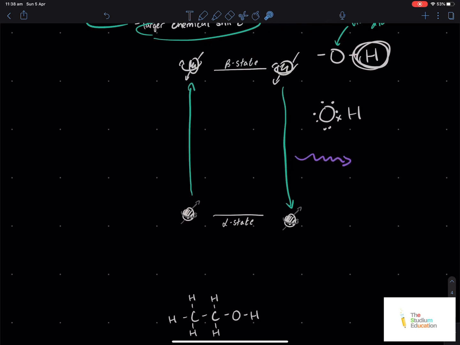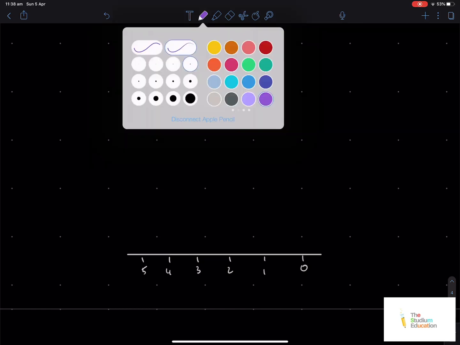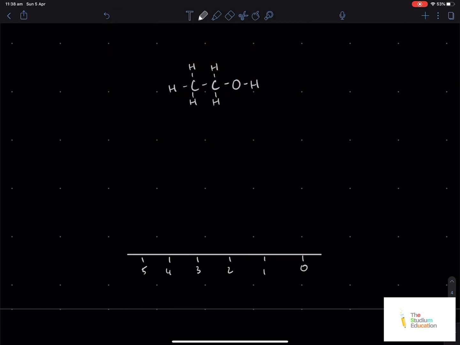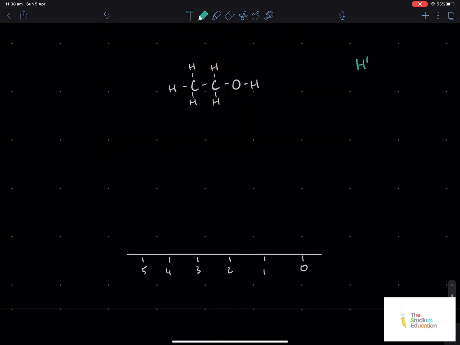So let's look at this ethanol, the structure of ethanol. Now, I want to explain here about two different types of nuclear magnetic resonance techniques. The most common atoms we examine in NMR is H1, swap to another color, it will be H1 NMR, and carbon 13, that's a weird carbon, will be carbon 13 NMR.